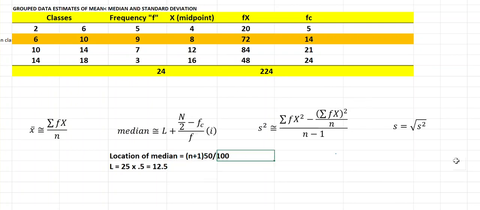As I said, let's find everything in our table before we compute this. So last of all, we're looking for the variance. The variance is approximately equal to the sum of the frequency of each class times x squared, so in other words, the midpoint squared. So I'm going to put a column for x squared. So let's do that. Let me format that.